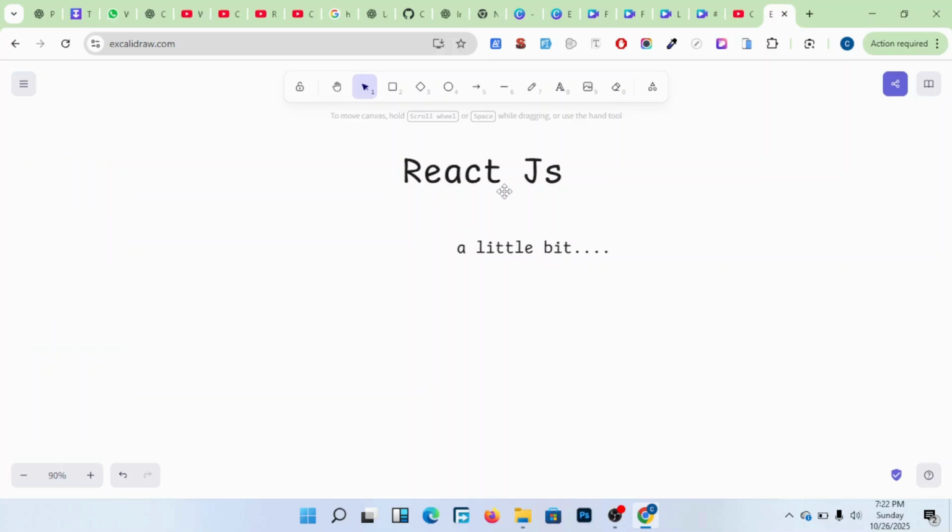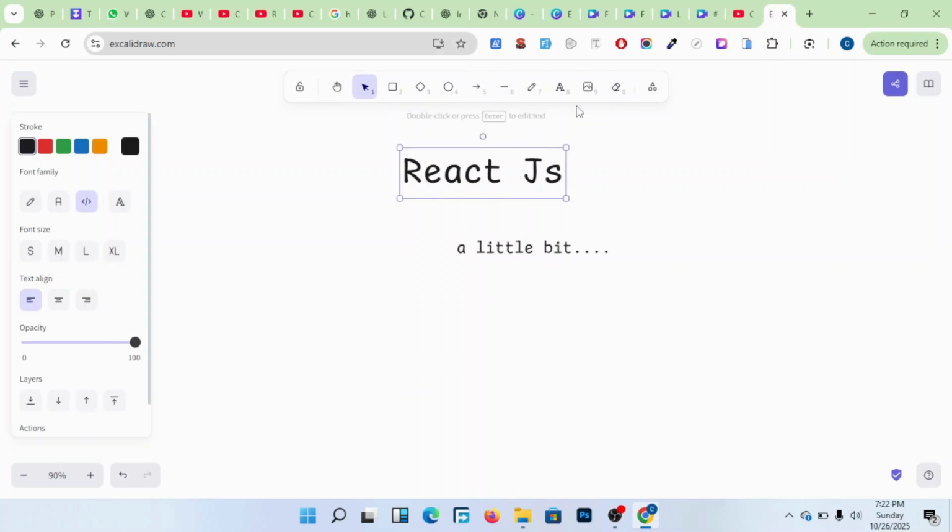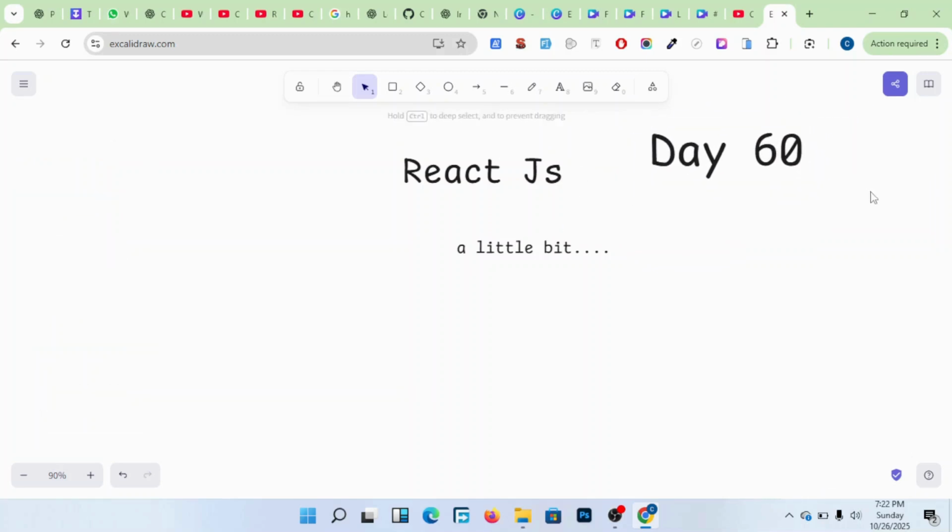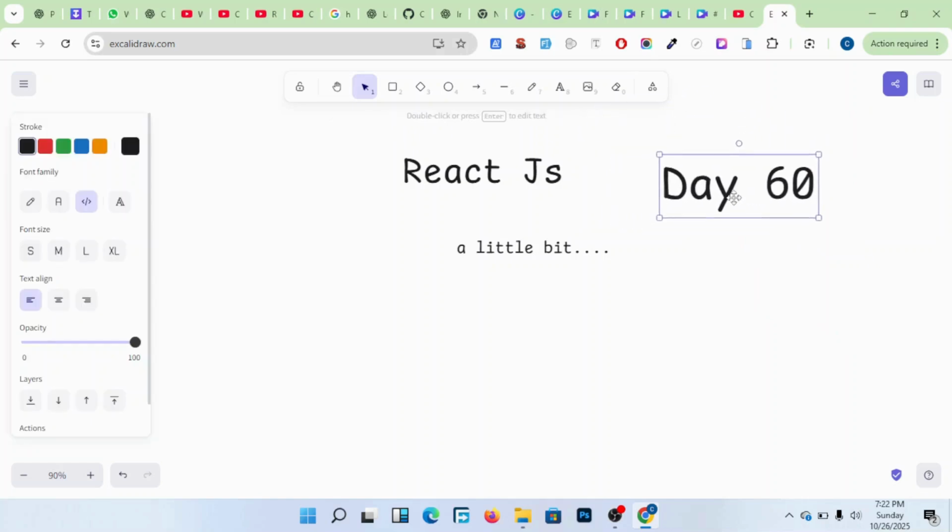This React JS, I'm going to cover it on day 60. Remember, this is just a sneak peek of what we're going to cover. This is a hot concept for day 60, so I want to make it fresh. It is basically for day 60 of our web development course. Day 60, that's when we're going to begin looking at React.